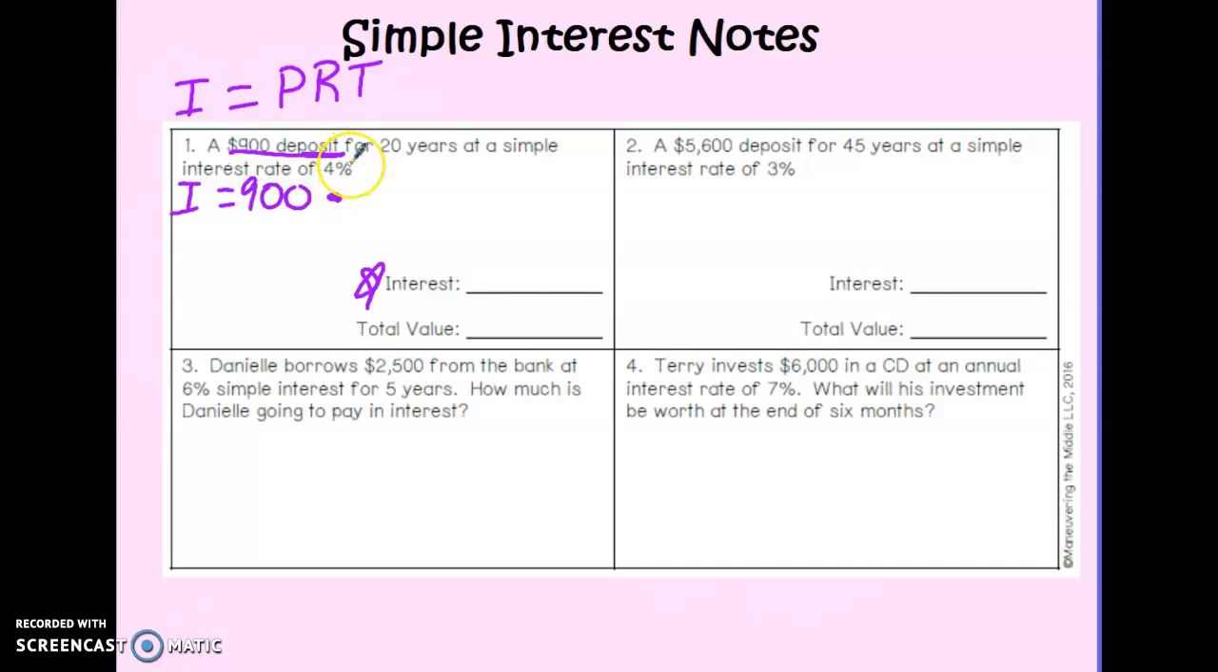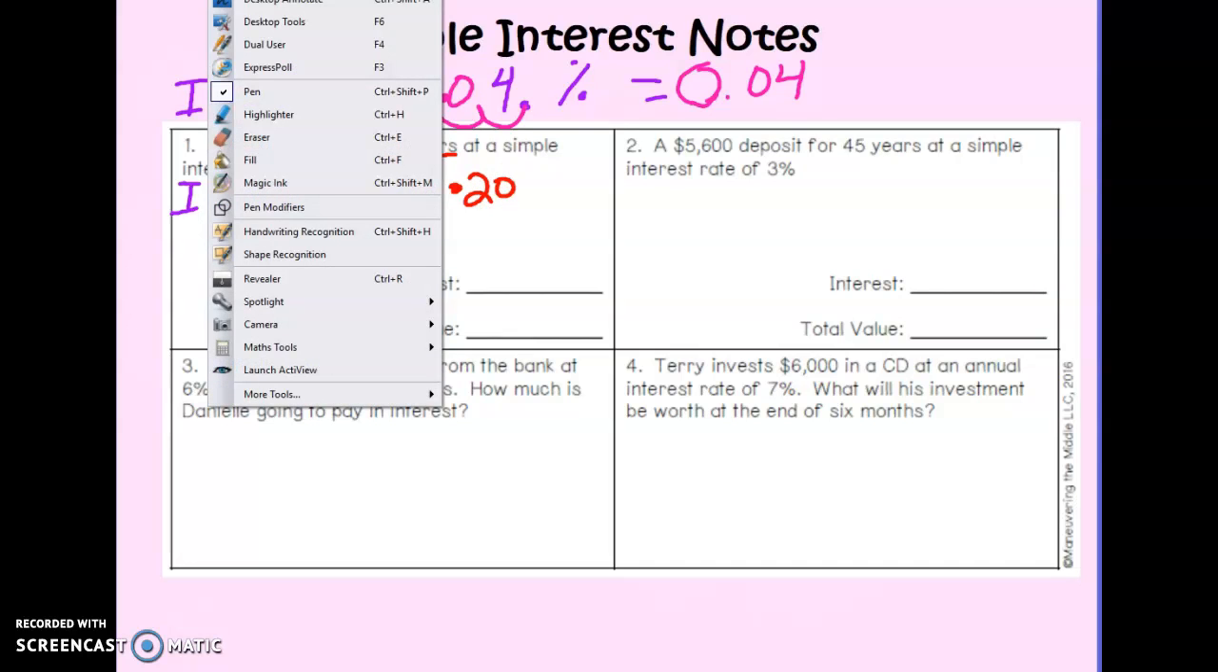Rate has to be written as a decimal, so 4%. Remember, when we're changing percentages into decimals, we take the decimal and move it over 2 places and add our 0 at the beginning. So this would be 0.04, and then times time in years. Our time right here says 20 years, so times 20. Then we're just going to multiply these three numbers together.